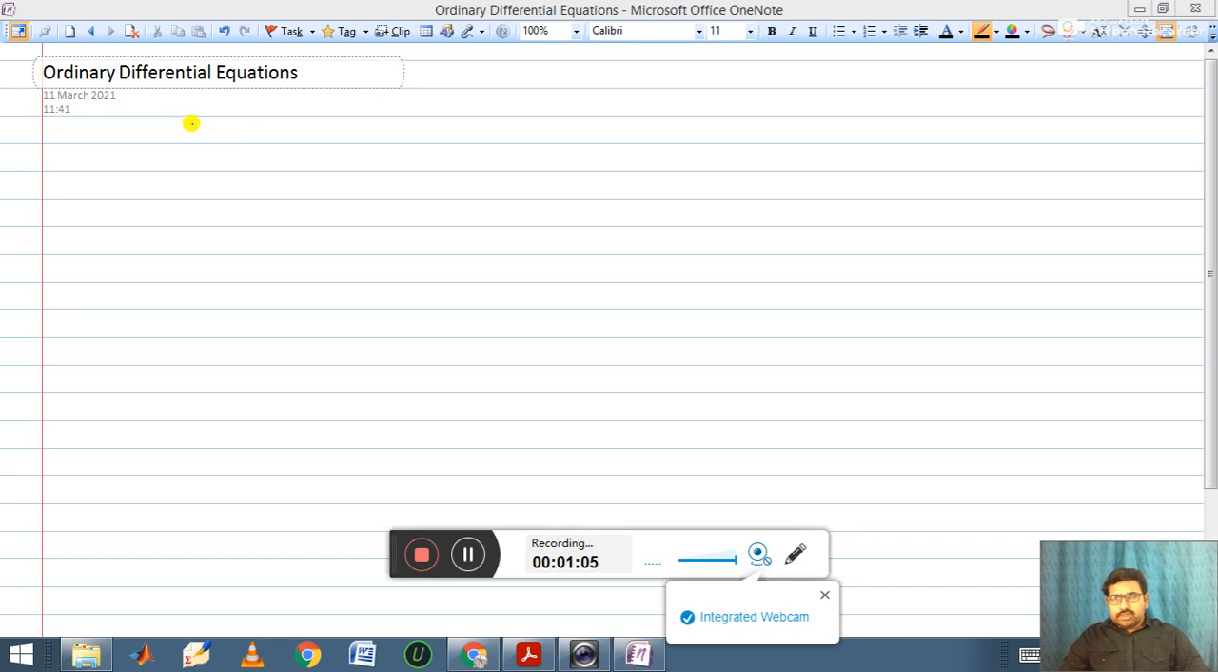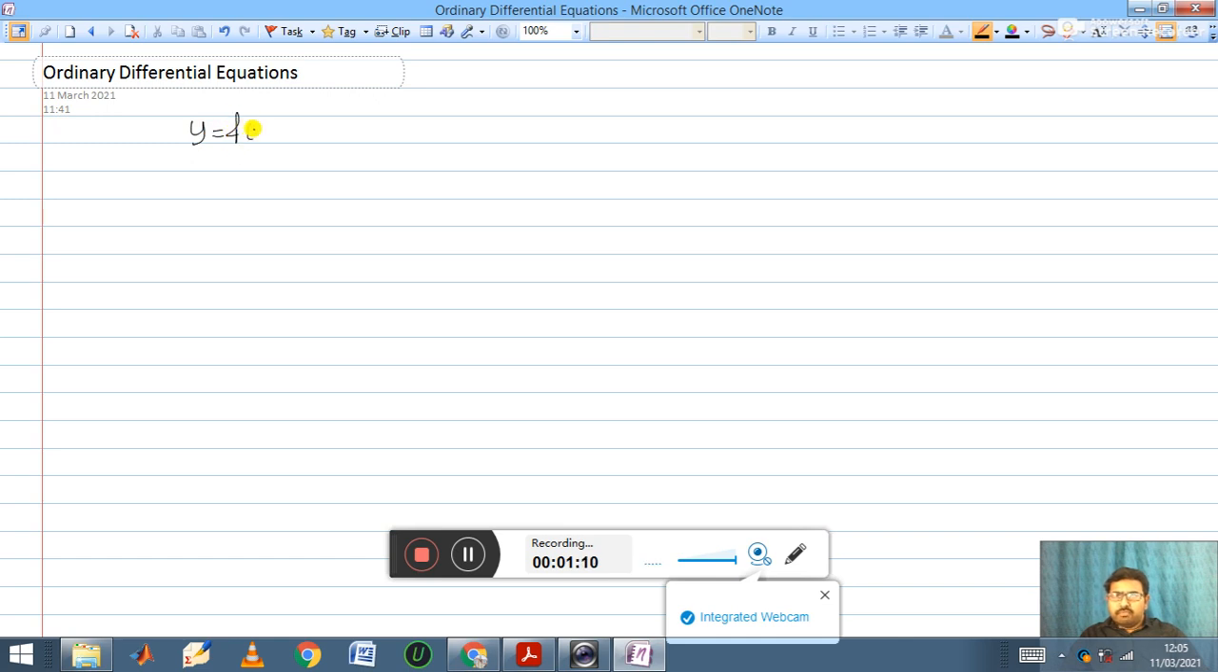Usually we know that y equals f of x. Here y is a function of x. A function of x may be an exponential function, an algebraic function, or a trigonometric function, whatever it may be. So let us consider f of x equals x square.